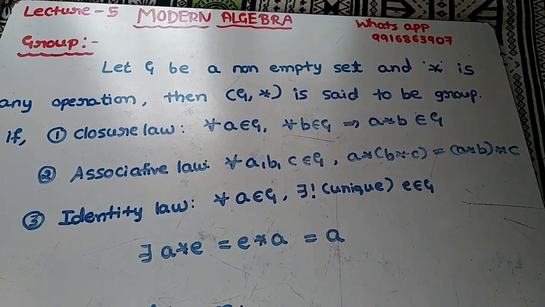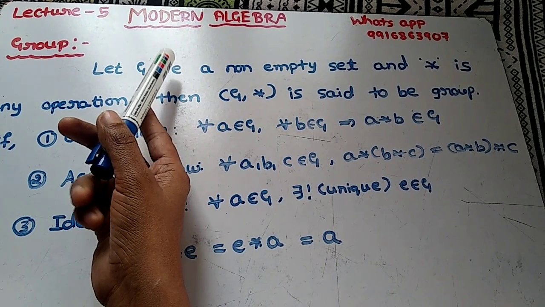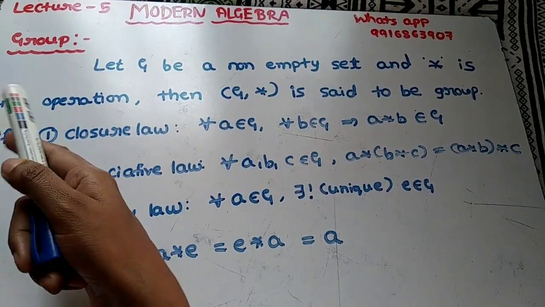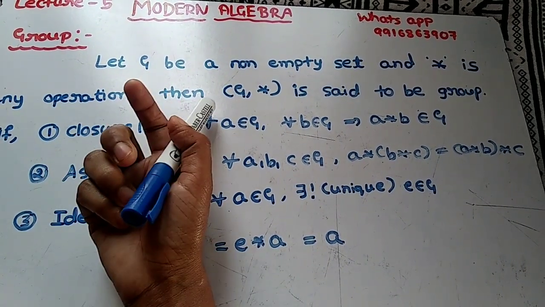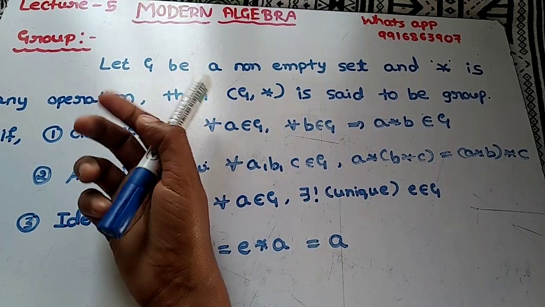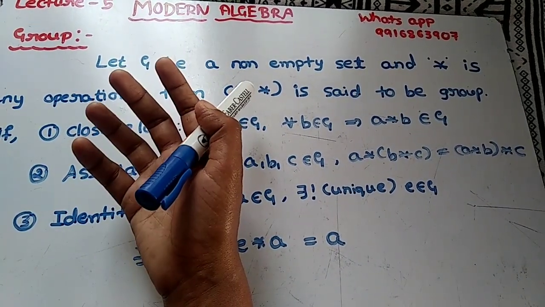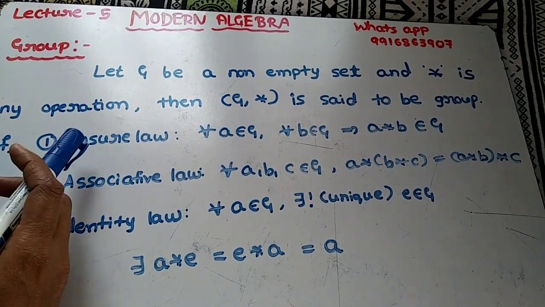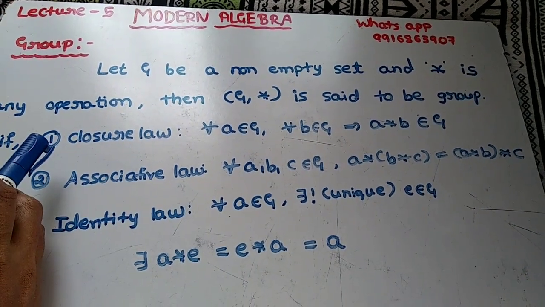So this is my lecture 5 in the modern algebra topic. We have already seen the basic things of modern algebra, like general linear and special linear, as well as groupoid, monoid and semigroup, and we have seen some fundamental sets and all those things. So from lecture 5, our topic gets started from here.